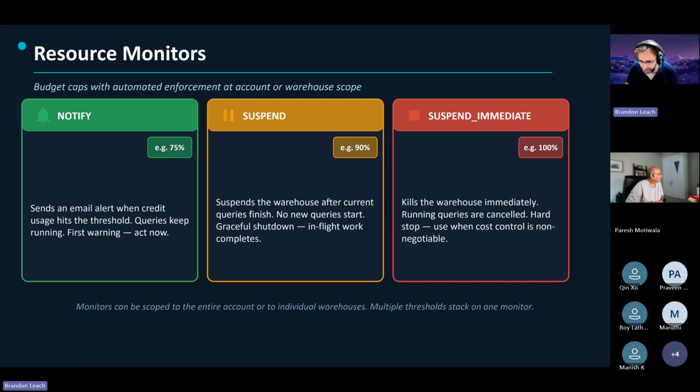And then there's suspend immediate. This is just the kill switch. This is like walking up to your server and reaching in and plucking out the CPU while the system's running, or plucking out all the CPUs, or pulling the power cord, however you prefer to destroy your systems. Yeah, the warehouse stops. All queries are canceled. It's a hard reboot.